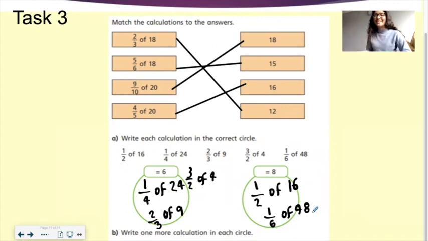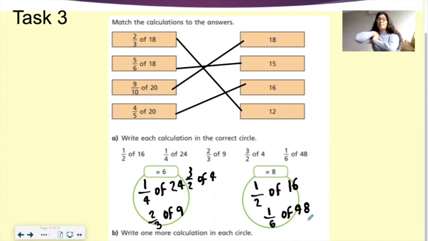And here are the answers. So a half of 16 equals 8. So that would go in the 8th circle. A quarter of 24 equals 6. That would go in the 6th circle. 2/3 of 9 equals 6. So that goes in the 6th circle. 3/2 of 4 equals 6. So that also goes into the 6th circle. And lastly, 1/6 of 48 equals 8. So that goes into the 8th circle.